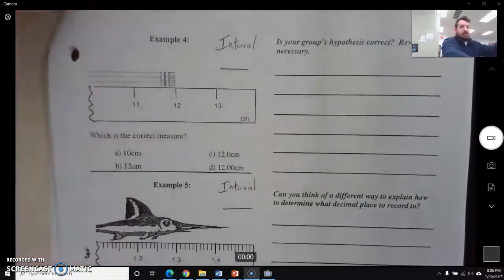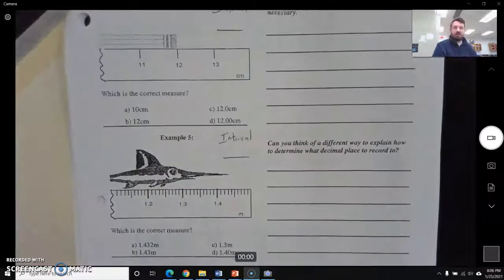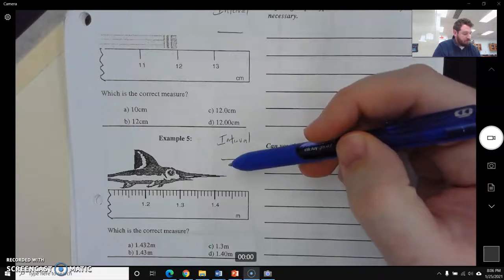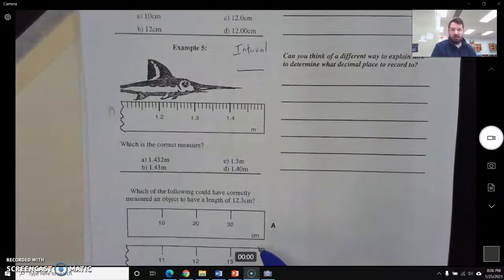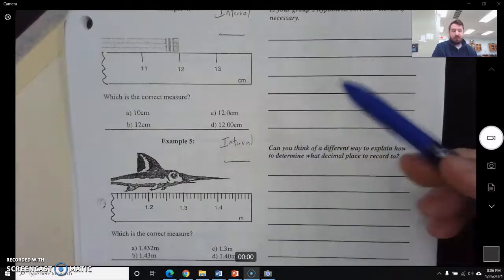All right, so now that you've got a quick little lesson here, why don't you take a second, answer examples 4 and 5, and then also check out the question at the bottom. Don't forget to do the intervals as well. Okay.